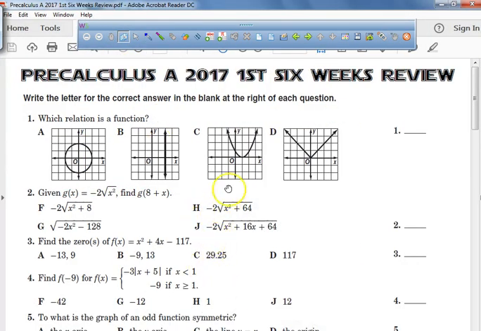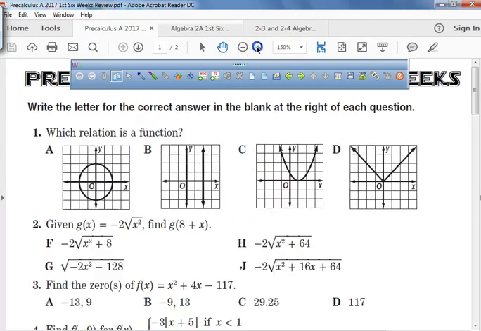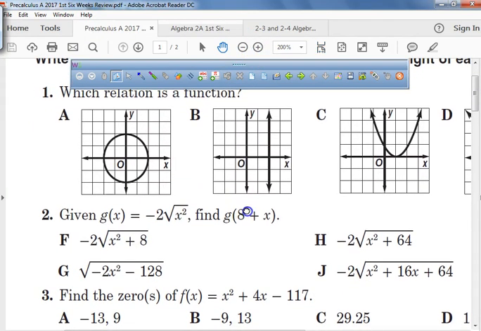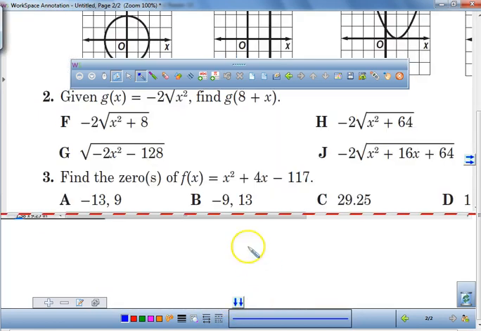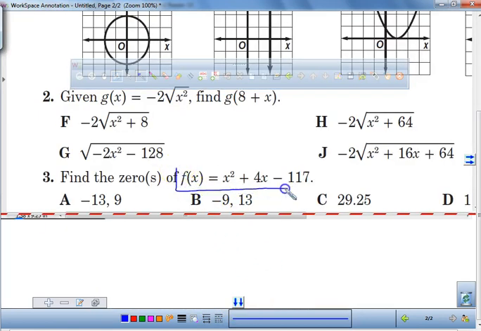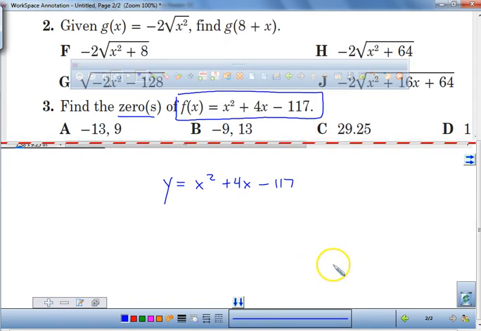All right, I'm going to show you how easy it is to do problem number 3. If you look at problem number 3, if I were a student, I would write this down. I would write f of x equals this, and we're looking for zeros. So instead of f of x, we put y equals x squared plus 4x minus 117. And if I had a graphing calculator and didn't know how to factor very well, I would just plug it into the graphing calculator and see what the zeros were.